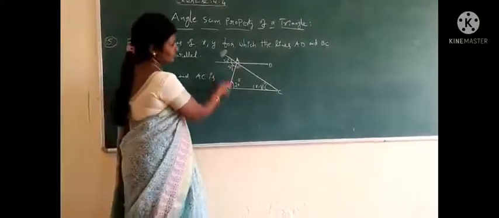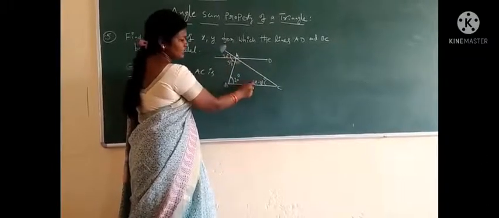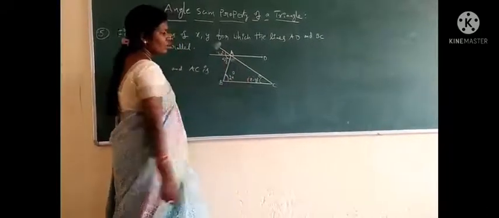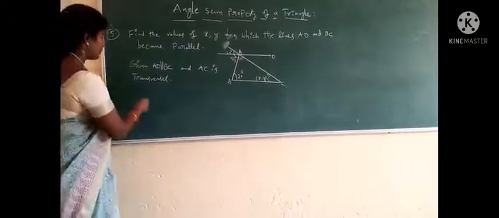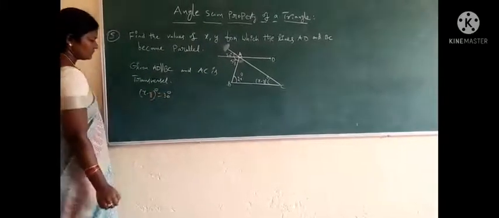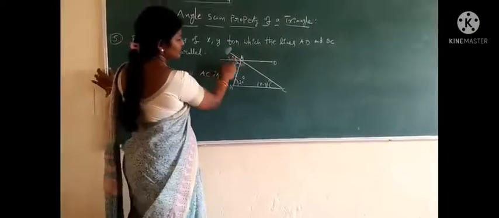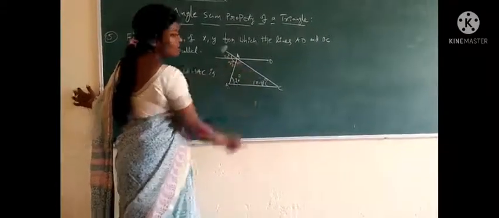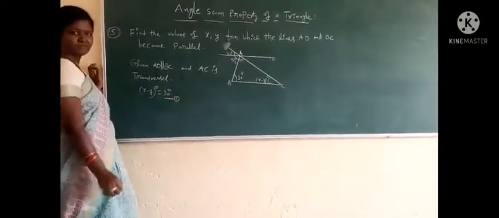So observe these two angles, the 30 degrees and x minus y degrees. These two values are corresponding angles. Corresponding angles are equal. So x minus y degrees is equal to 30 degrees. These two angles are corresponding angles. This is the first equation.